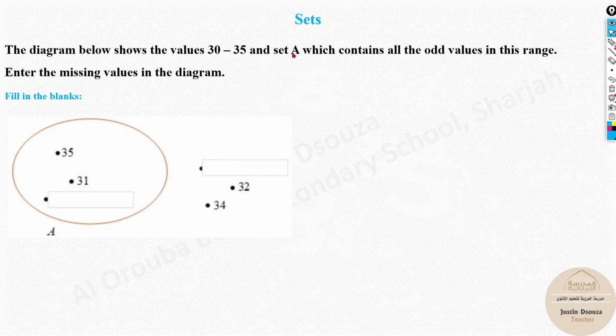Okay. And set A contains all the odd values. Now that means it can be 31, 35, only odd numbers. Now we have to write 30 and 33, right? Which will go over here? It's obviously the odd number, that's the 33. And 30 will be outside. So that would be 33 and 30. That's it.